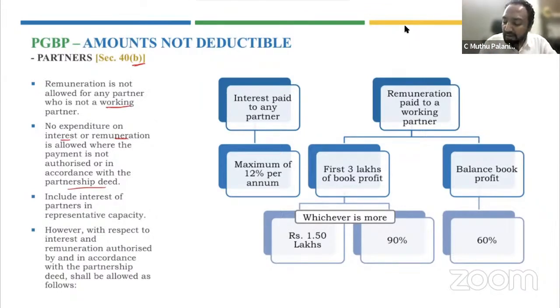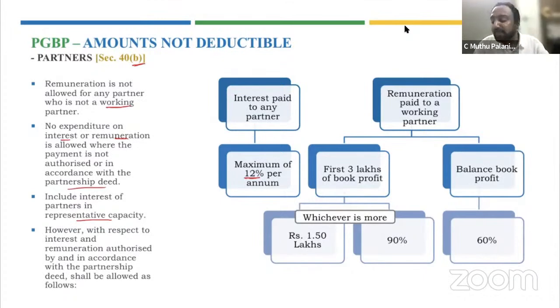Include interest of partners in representative capacity. I'll leave this point, not much importance. However, with respect to interest and remuneration, in accordance with the partnership deed, it shall be allowed as follows. But now we said it is allowed, right? We said it is allowed for working partners. We need to know the limit. As far as interest is concerned, a maximum of 12% per annum is allowed.